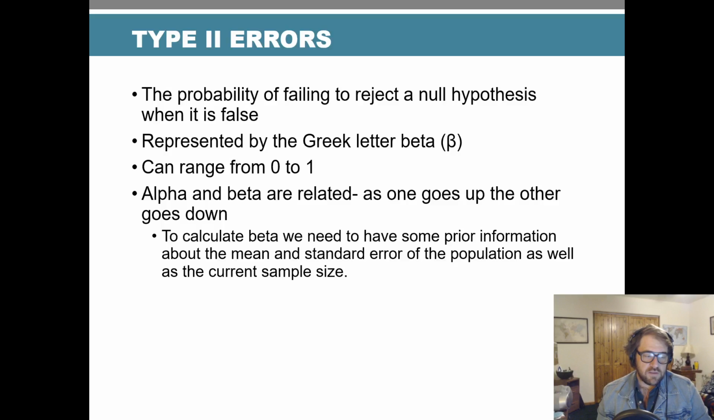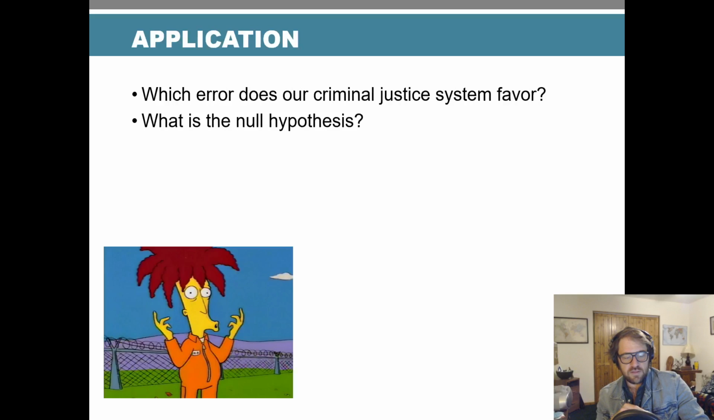To calculate beta, you need to have a little prior information about the mean and standard error of the population as well as the current sample size. So we're going to take a look at this in a couple slides.